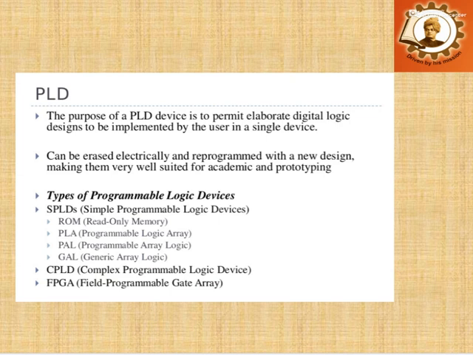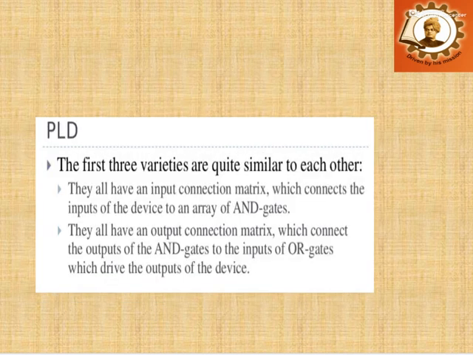Here the first three varieties, ROM, PAL and PLA, have an input connection matrix which connects the input to the array of AND gates, and they also have an output connection matrix which connects the outputs of the AND gates to the inputs of OR gates, which drive the output of the device.